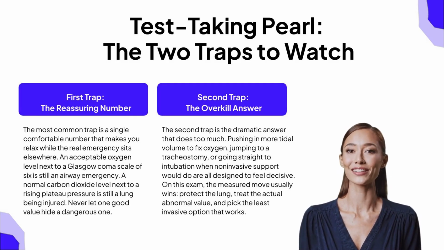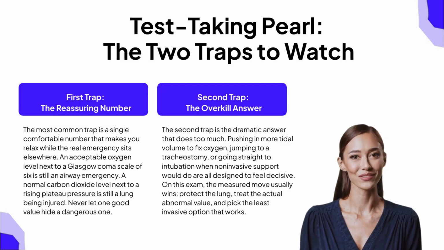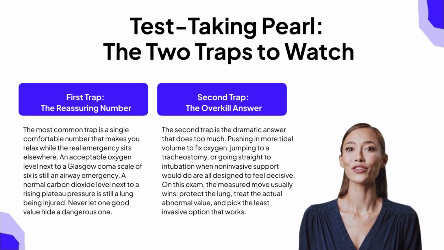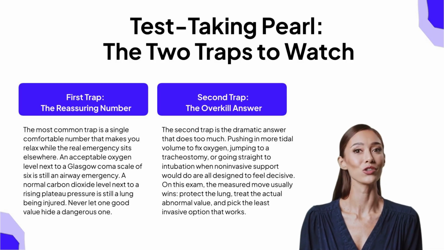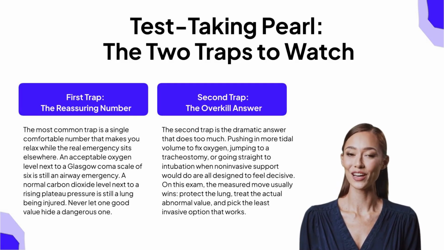The second trap is the overkill answer, the dramatic choice that does too much. Pushing in more tidal volume to fix oxygen, jumping straight to a tracheostomy, or reaching for intubation when non-invasive support would do, are all built to feel decisive and bold. On this exam, the measured move almost always wins. Protect the lung, treat the value that is actually abnormal, and pick the least invasive option that truly solves the problem. Spot the reassuring number, refuse the overkill answer, and these questions become predictable.